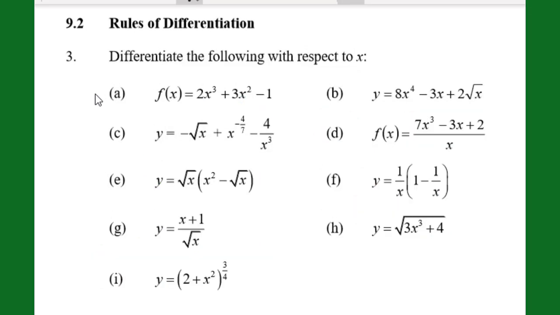Okay, number 3A. Differentiate with respect to x for this function f of x: 2x cubed plus 3x squared minus 1.